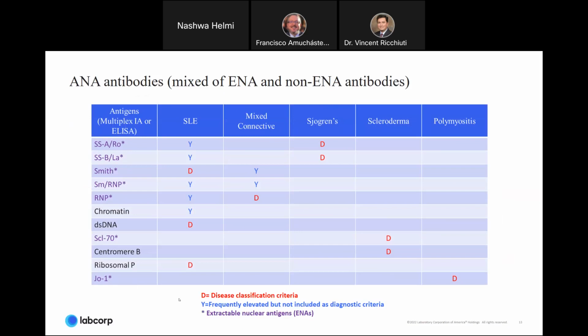But as you can see, with these antibodies, we can classify patients into some diseases. For example, systemic lupus erythematosus will have Sm and double-strand DNA, most likely positive. Patients with mixed connective tissue disease will have RNP, most likely elevated. Patients with Sjogren syndrome will have SSA and SSB autoantibodies on board. Scleroderma, mainly Scl-70. And for polymyositis and dermatomyositis, you will have Jo-1 and other new biomarkers.